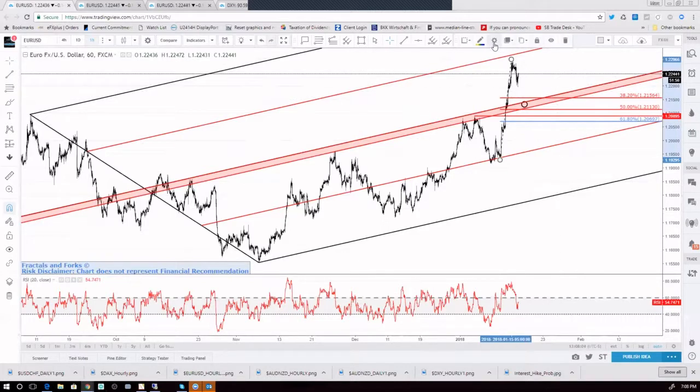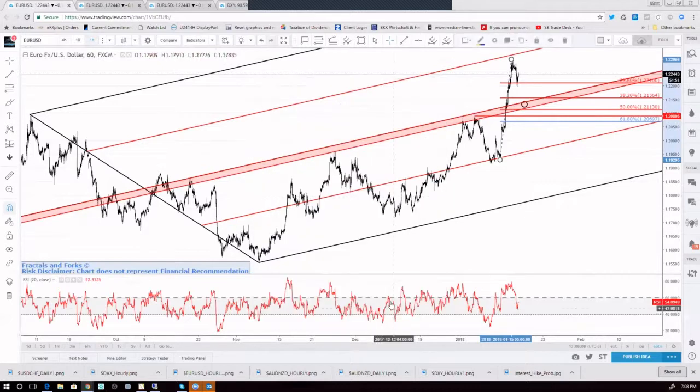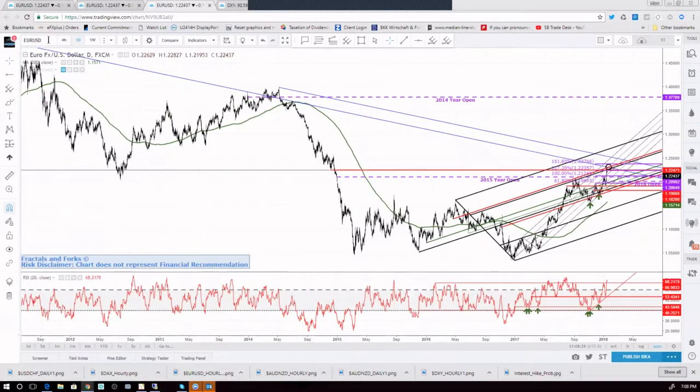Let me put that on there. So yeah, exactly. In strong moves, you would expect at least a 38.2, but in very strong moves, a 23.6 retracement could be enough, and we're going for higher highs. So keep this in mind with other dollar pairs too.